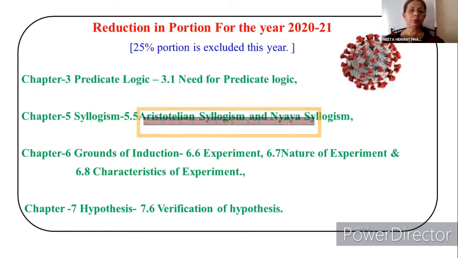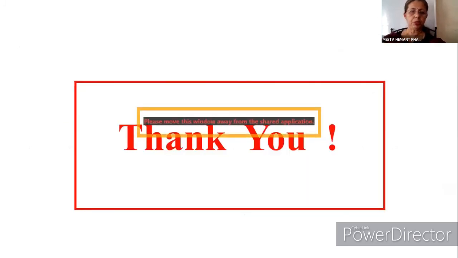Now we come to the reduction in portion for the year 2021. 25% of the portion is excluded this year. Chapter 3, need for predicate logic, is excluded. And in syllogism, 5.5, Aristotelian syllogism and Nyaya syllogism. Then chapter 6, grounds of induction, in which 6.6 experiments, 6.7 nature of experiment, and 6.8 characteristics of experiment are excluded. Chapter 7, 7.6 is excluded. In hypothesis, verification of hypothesis is excluded. So please note this down.